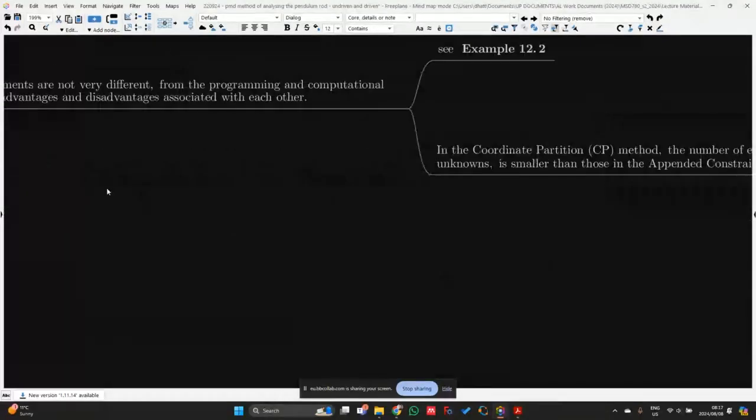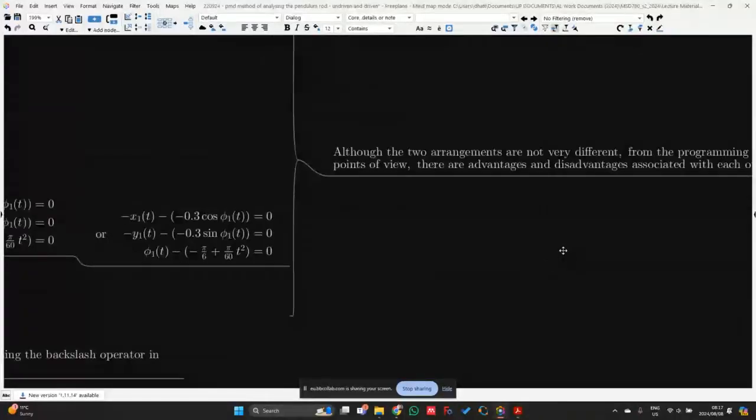Okay. Yes. Does that mean that for the CP method, let's say you're adding a new type of constraint, you'd have to redo, yes.